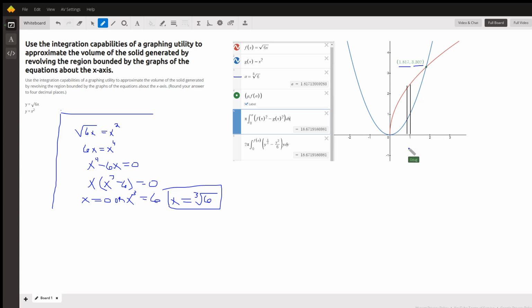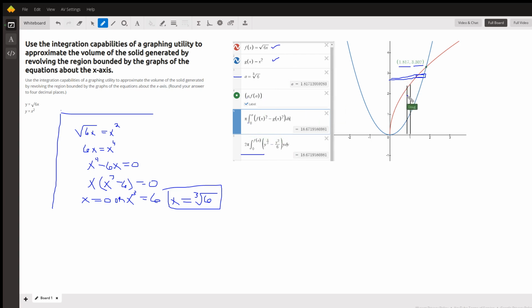So to revolve this region about the x-axis, it's your choice whether to use the washer method or the shell method. If you're going to use the shell method, you're going to have to find the length of this typical shell right here. So you're going to have to solve these functions for x in terms of y, which I've done down here, but that's probably a little bit harder.